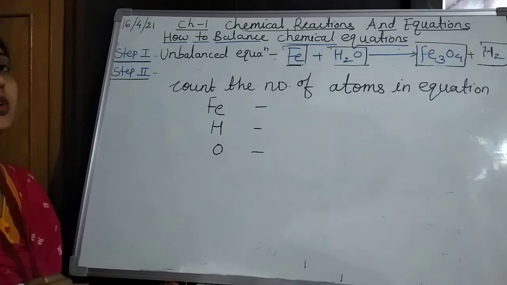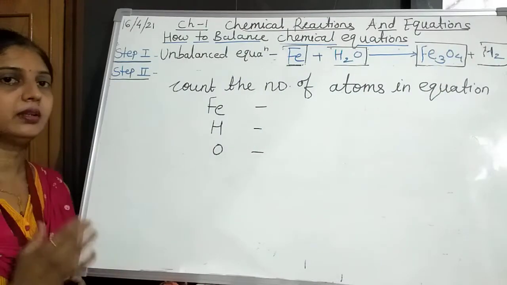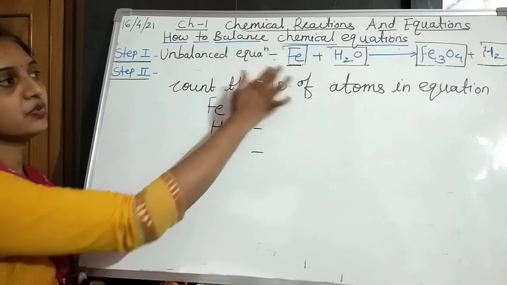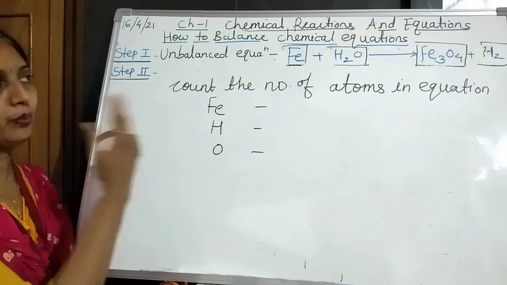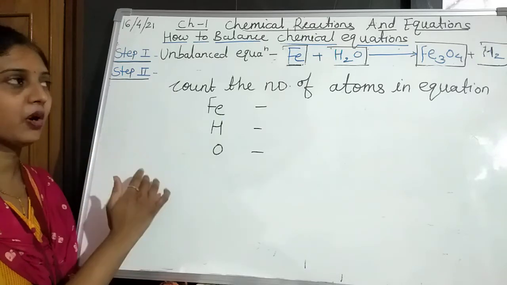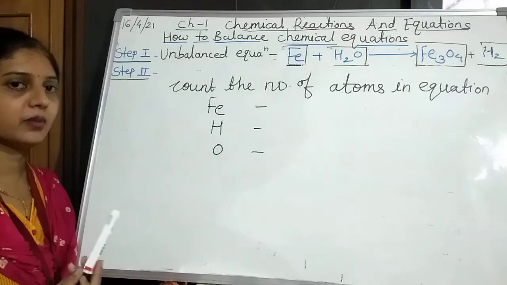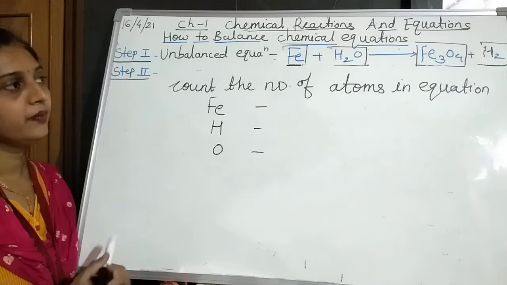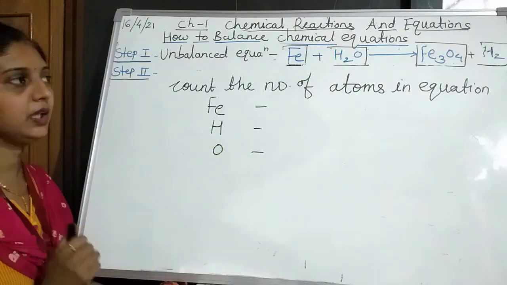Okay, so first of all we see what an unbalanced equation is. It is a reaction or equation in which the number of atoms of the elements is not equal on both sides. That means on the left hand side there is a minimum number of atoms of that element, and on the right hand side the number of atoms of that element may be increased. So first of all we have to count the number of atoms of each element in this equation.